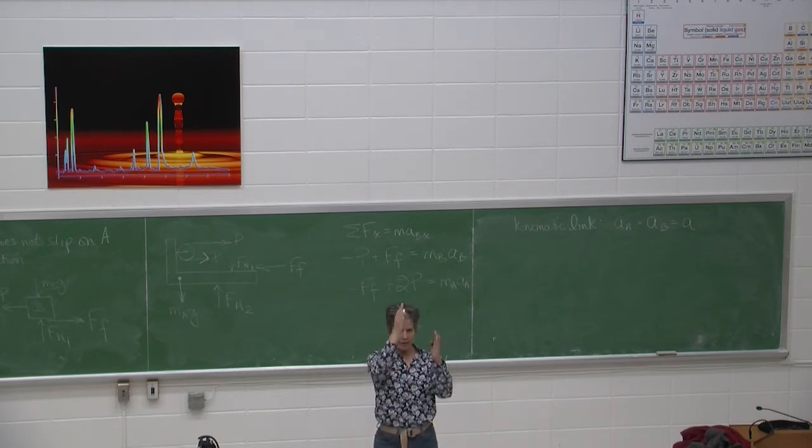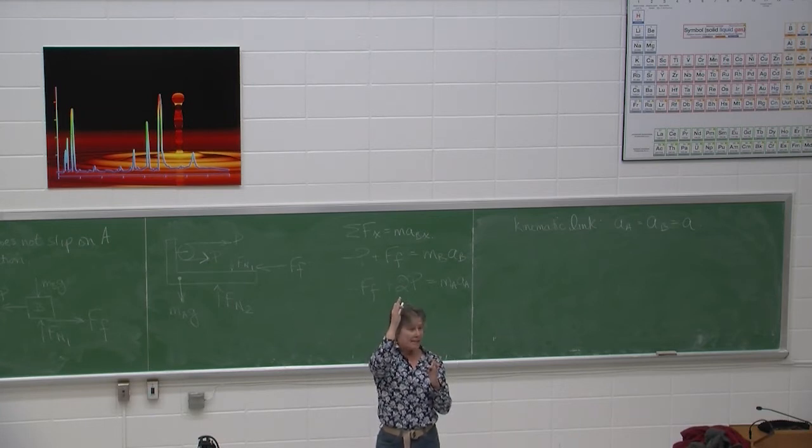Did you do the pulling one where A was going up and B was going down? Okay. Well, the kinematic link there is that the acceleration of A is equal to minus the acceleration of B. Okay.